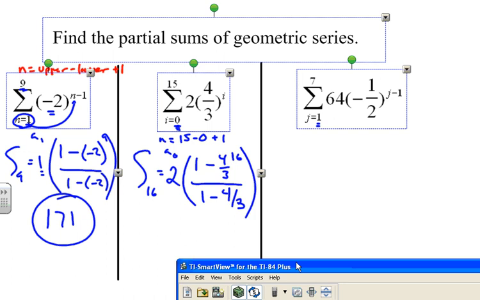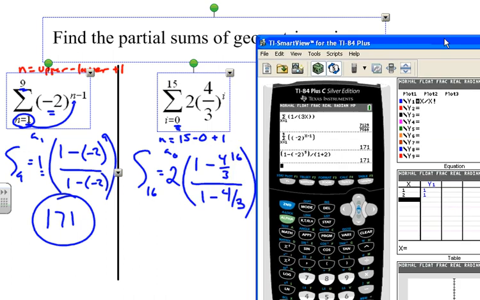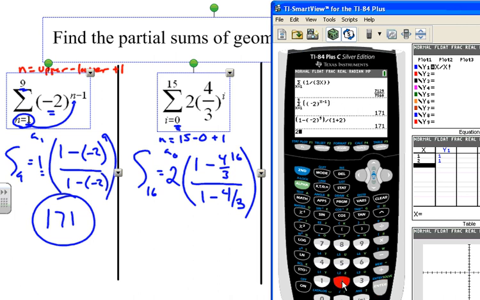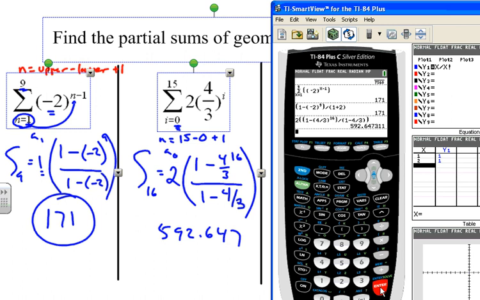We can then put this in our calculator and identify the answer. We say 2, parentheses. Make sure you do double parentheses. You have 1 minus 4 divided by 3, to the 16th power. That's going to be really small. Then we divide that by, with parentheses around it, 1 minus 4/3. We get a decimal answer of 592.647.